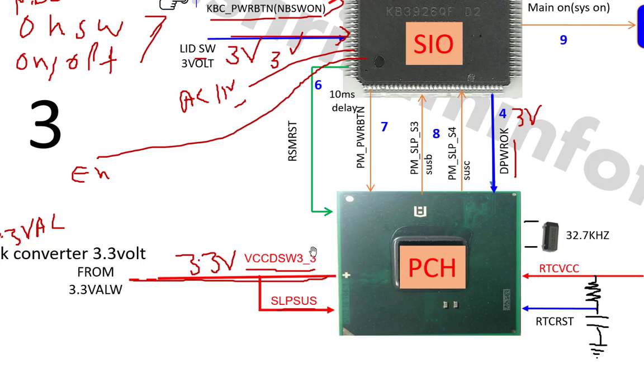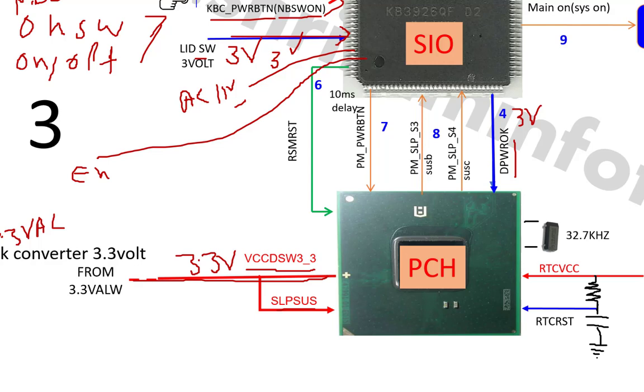These are the two pins where PCH gets the power. This voltage you can't check here because the PCH is a BGA chip, but you can check this voltage on the output of the buck converter. That means on the 3 volt and 5 volt section, at the output of that coil you can check this 3 volt there. If this 3 volt is coming, then you can assume that this voltage is coming here also.